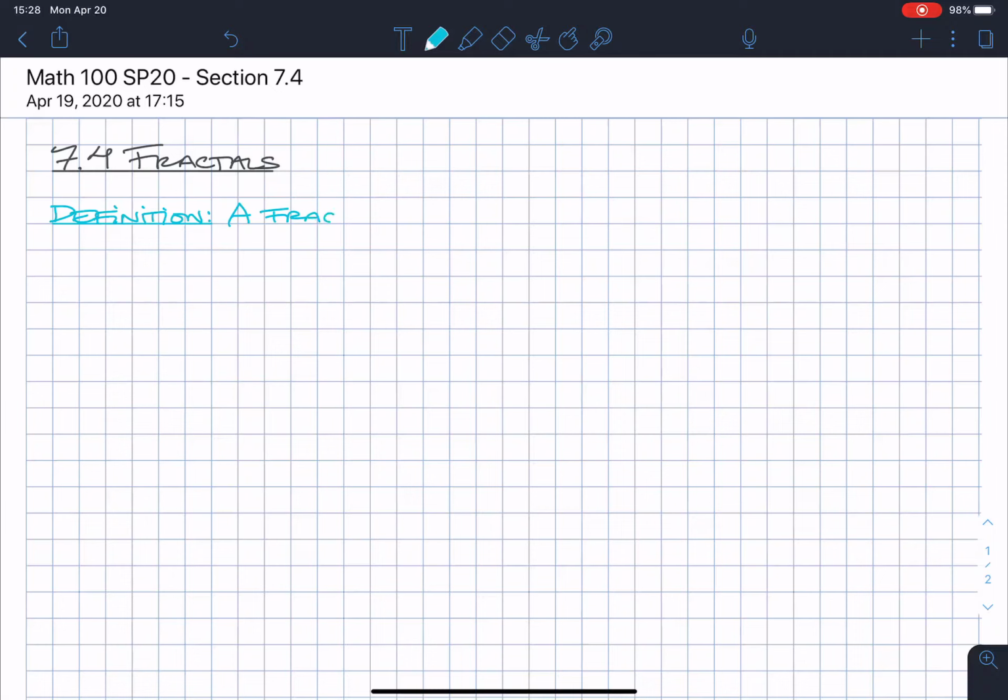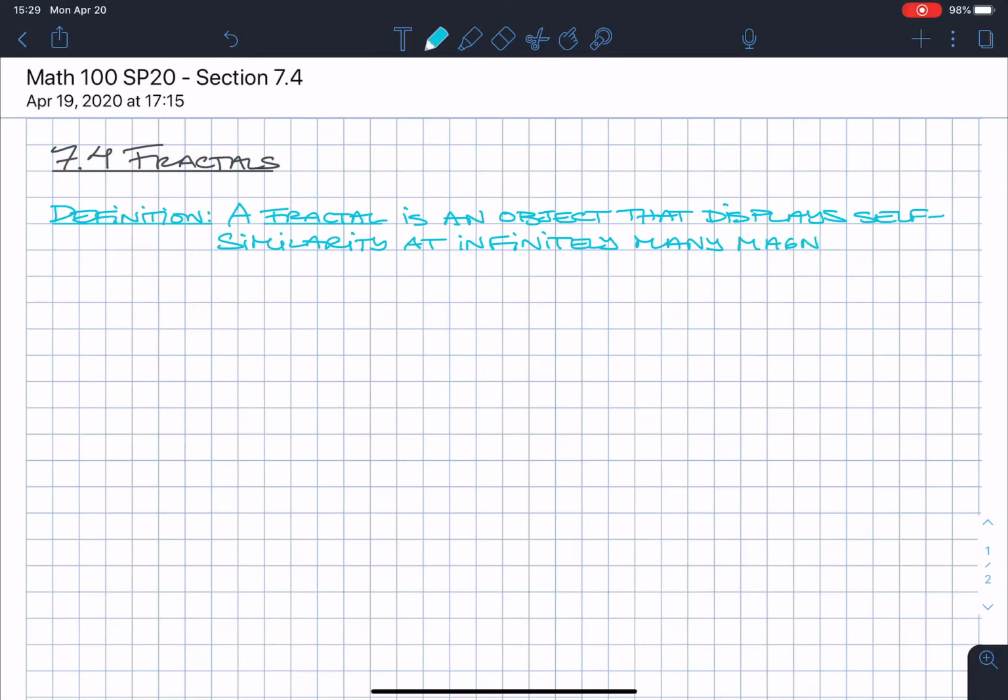So a fractal is an object that displays self-similarity at infinitely many magnifications, both inwards and outwards.